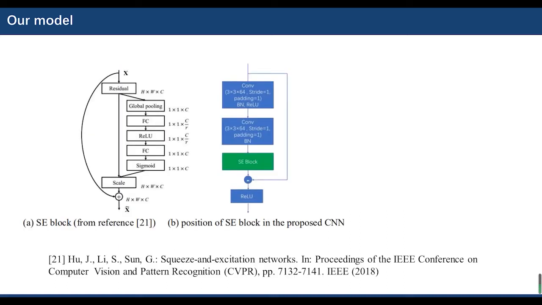The left figure shows the structure of the SE block, and the right figure shows the position of the SE block in the proposed CNN. The blue box represents the Steganalysis residue block, and the green box represents the SE block. We can see that the SE block is not independent from the Steganalysis residue block. It is integrated into it.